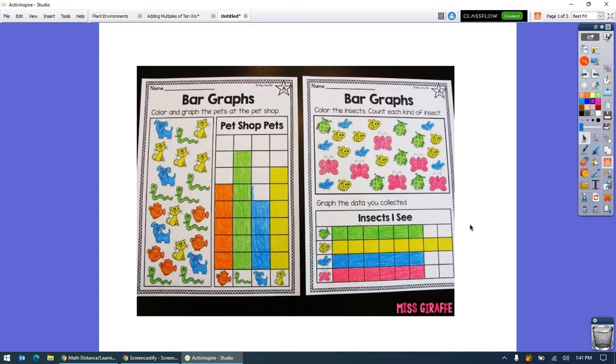How many flies and butterflies did I see? How many bugs with wings did I see? All of these are different things that I could answer just from this graph.